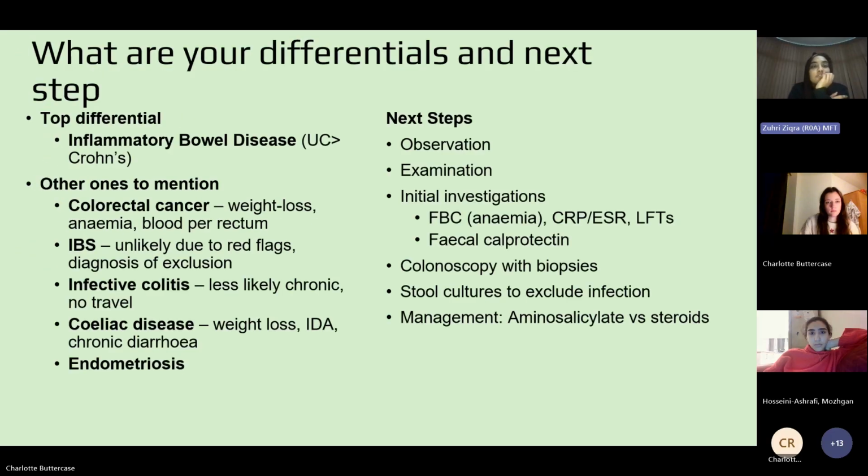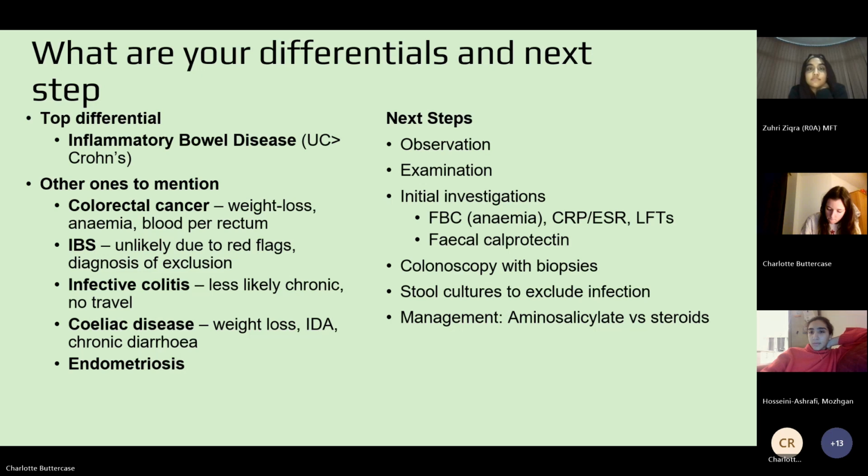What are people's thoughts on differentials, essentially, if you were just given that as a history? Good. So some people have put UC. Good. So if you were asked to give your top 3 differentials for this, what would people say? IBD, IBD, good. A lot of IBDs are coming through.